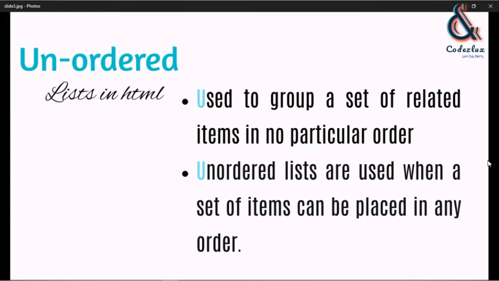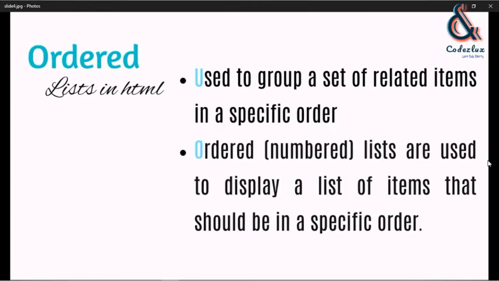An unordered list is used to group a set of related items in no particular order. An unordered list is a collection of related items that have no special order or sequence. This list is created by using a UL tag. Each item in the list is marked with a bullet.